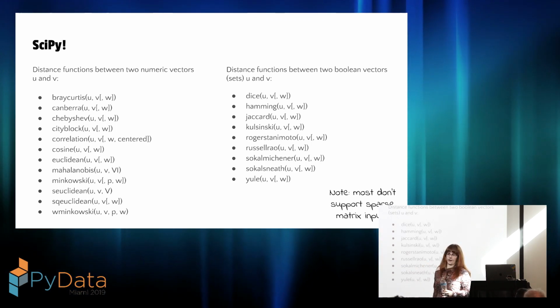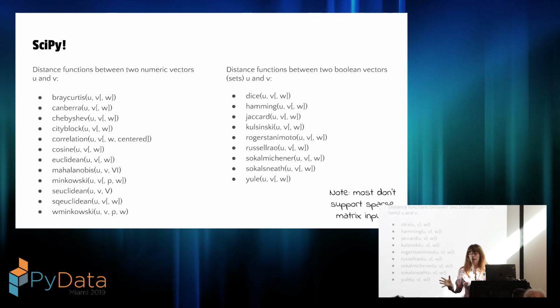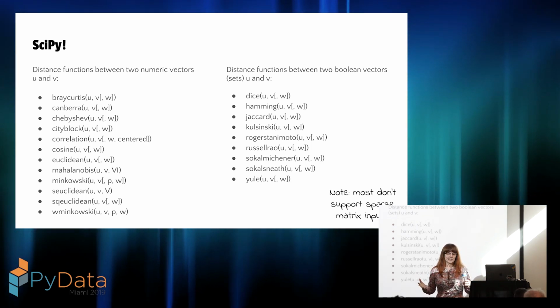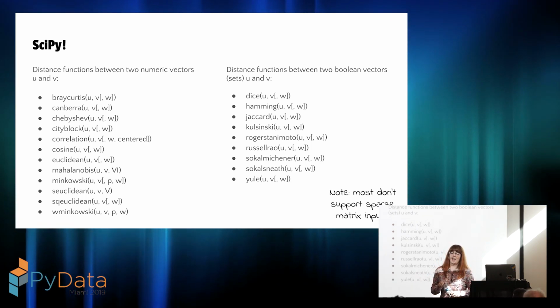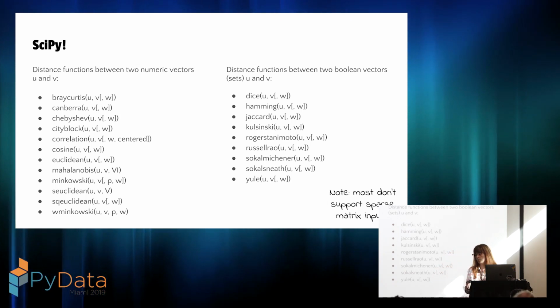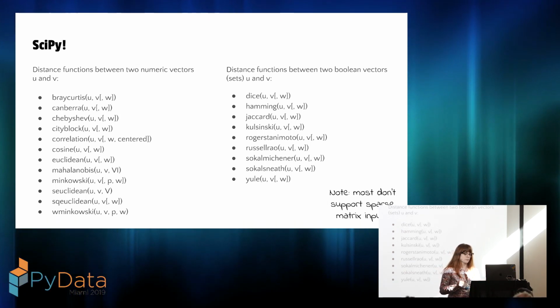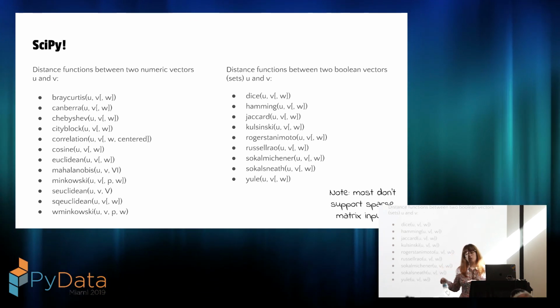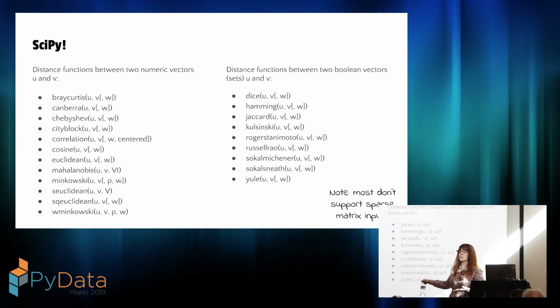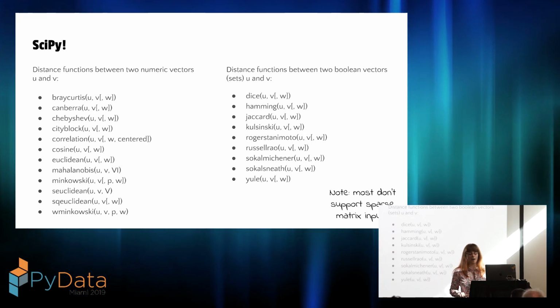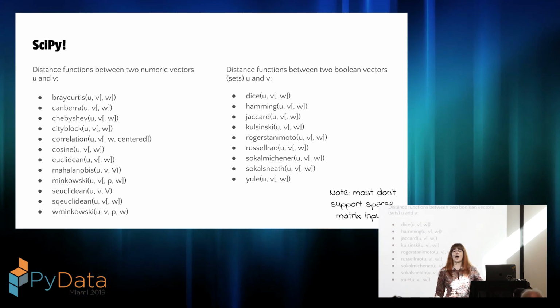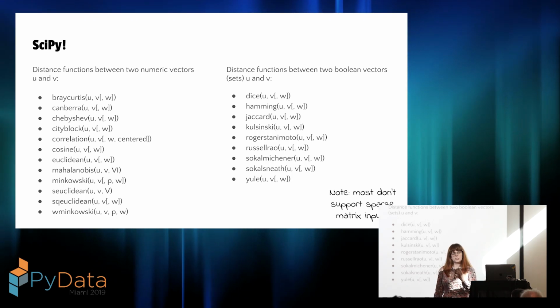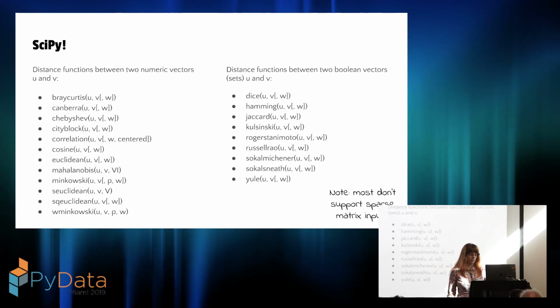So scikit-learn has a bunch of options, and actually most of the options in scikit-learn are actually SciPy options, and there are a whole lot of them. Not all of them make sense in the context of scikit-learn estimators, and a lot of these don't support sparse matrices, so that's something to consider. But this is just an illustration of how many options there are. All of these options are ones you're maybe not considering if you're just using the default in scikit-learn.